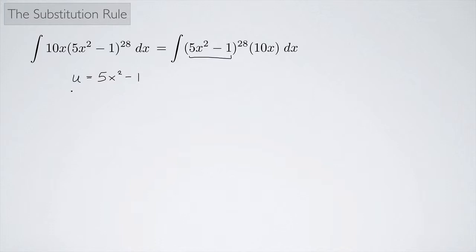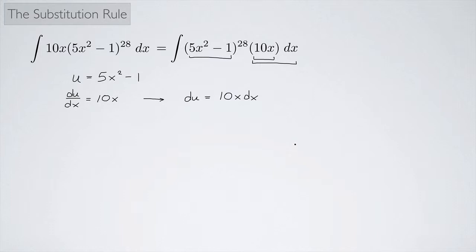So if that's u, then we know that du/dx, the derivative of u with respect to x, would be 10x. And that's interesting. 10x is right there. In fact, if I think of the du and the dx as differentials, I can rewrite this as du equals 10x dx. And that's even better. 10x dx is that whole thing right there.